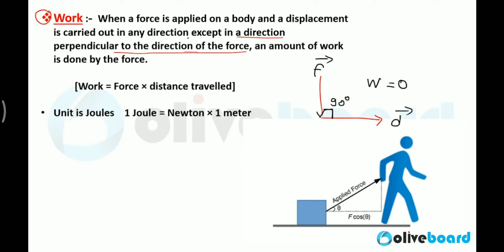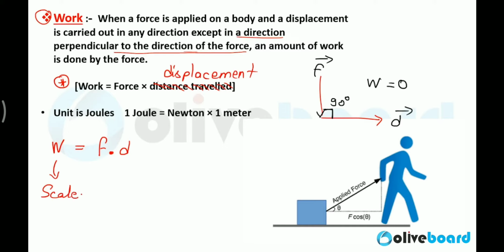When a force is applied on a body and a displacement is carried out in any direction except in a direction perpendicular to the direction of force, an amount of work is done by the force. Understood? Now what is the formula for work? Work is given as force into displacement. Distance traveled is not the correct word. Force into displacement; you should multiply the shortest distance with the force. So F dot D is the work done. Work is a scalar quantity.